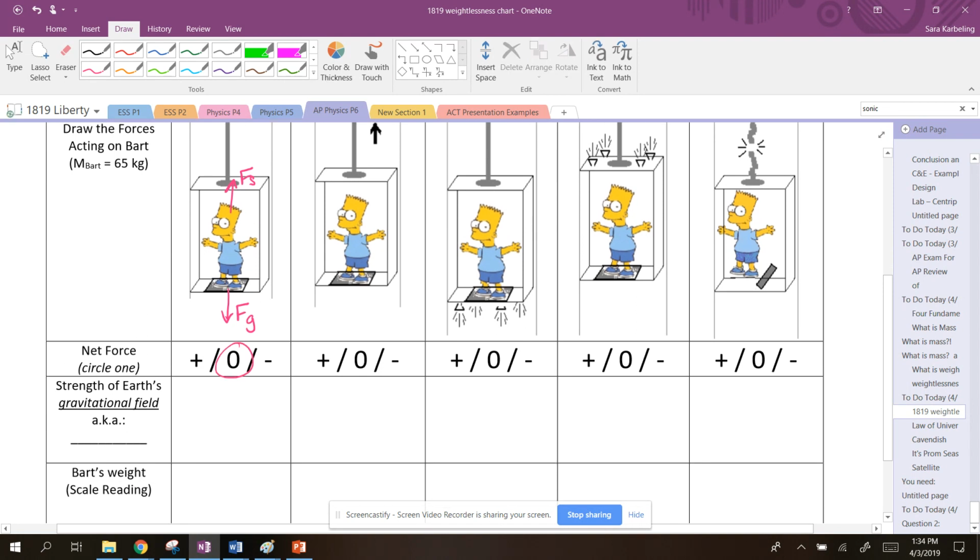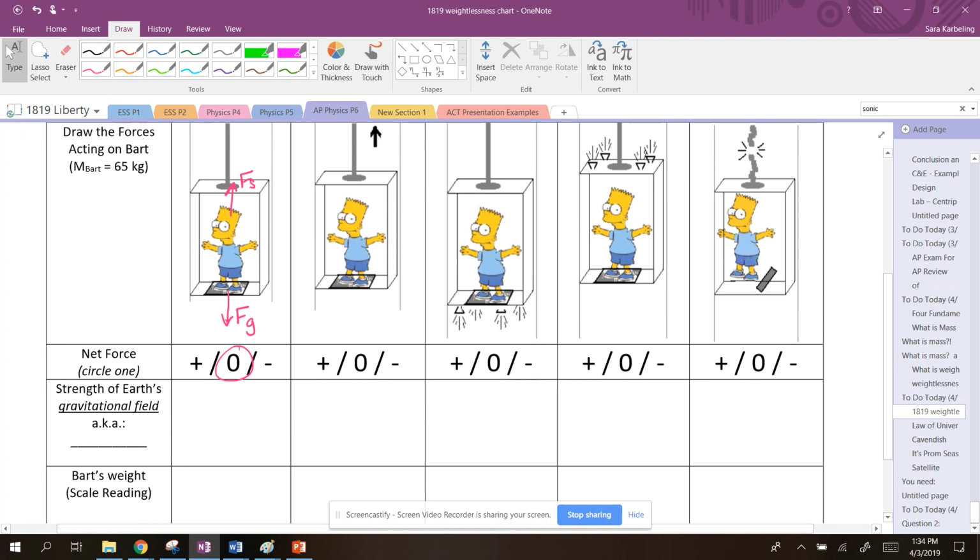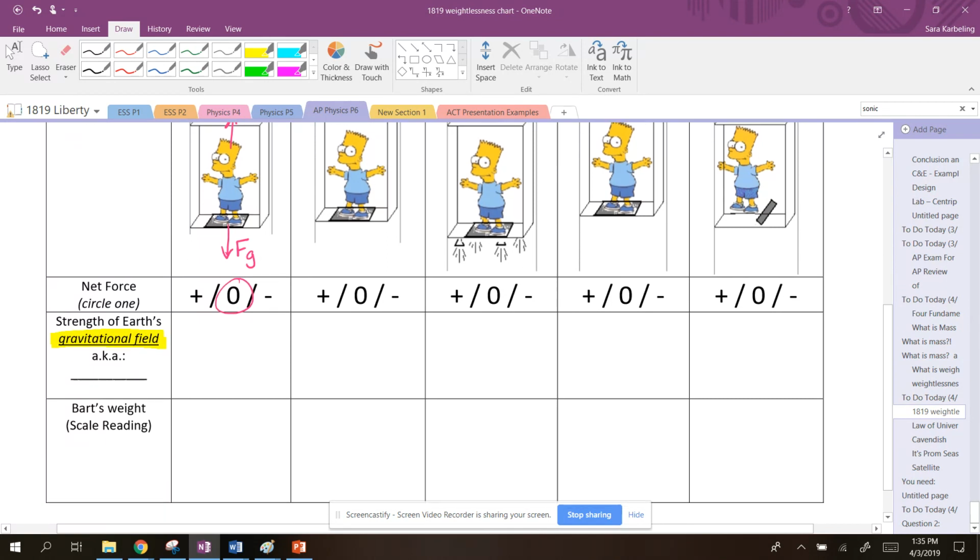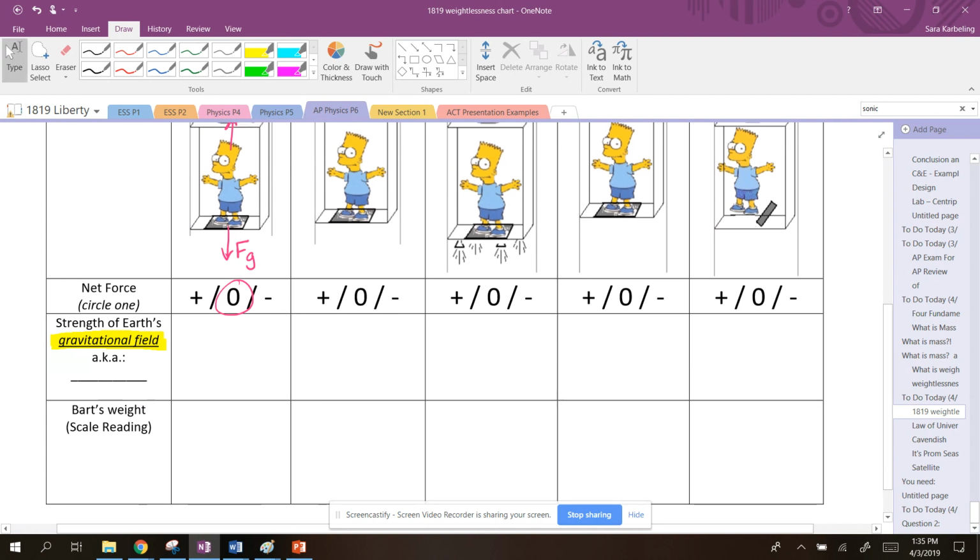The reason I left this row in here is because it's got a term that I want you to be familiar with, and that term is gravitational field. It's going to come up again later today. The Earth's gravitational field is really just how much the Earth is putting into the force. Remember that when we calculate FG, we take what times what? Mass times that little g, right?